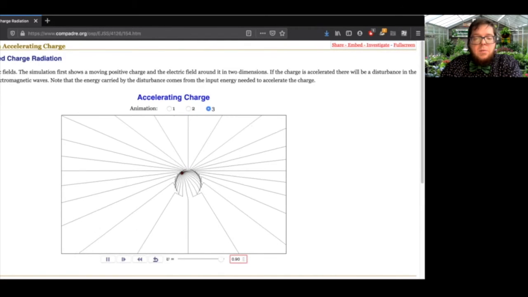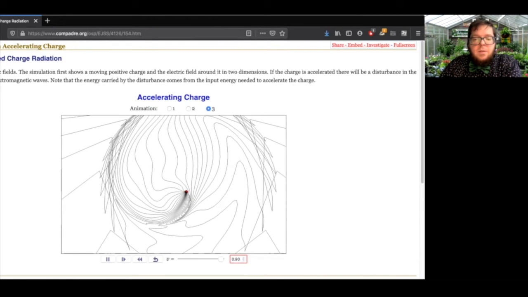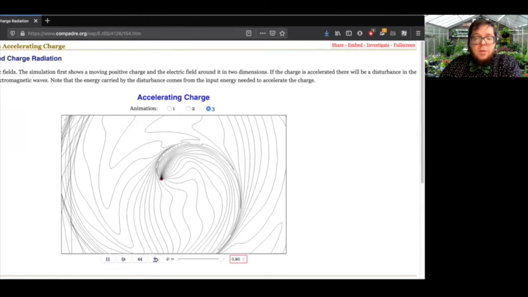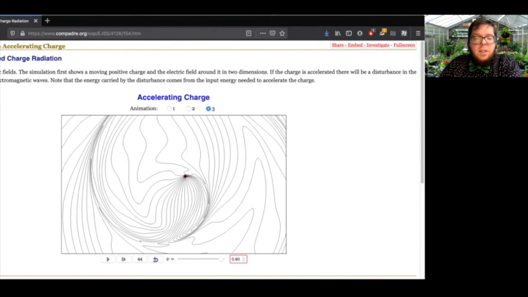If I make the charge move in a circle, we get a really trippy effect. This charge is radiating quite a lot of light. Okay, so that's what's going on there. Let's go back to the slides.